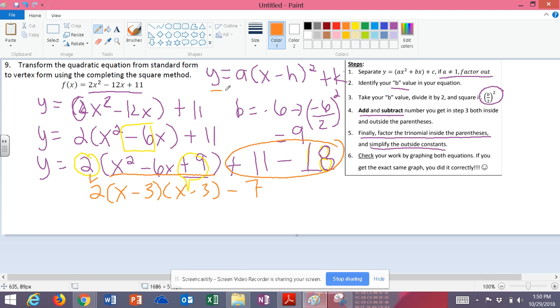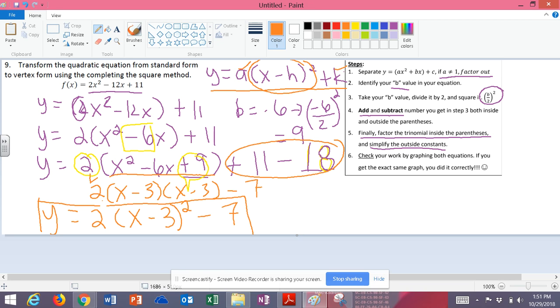Remember, we're trying to get it into this vertex form. So I have an a value, I have a k value, but this x minus h squared is kind of missing. So this x minus 3 times x minus 3, I'm going to simplify that into a square. So it's going to be 2 times x minus 3 squared minus 7. And now I've got my equation starting in standard form and ending up in vertex form.